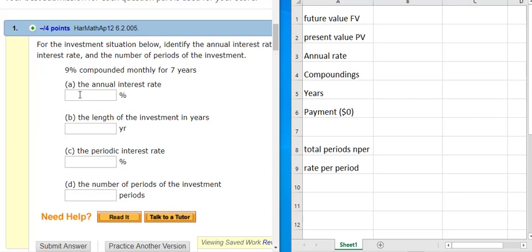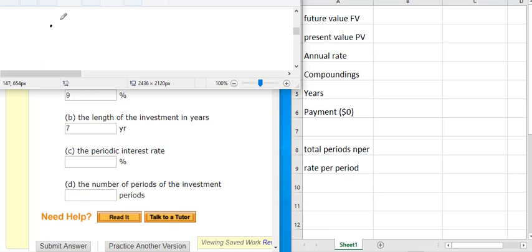Okay, the first problem just wants me to identify some variables. So I'm taking 9% is going to compound monthly for 7 years. So for the annual interest rate, and as a percent, that would be 9%. Length of the investment in years is 7. The periodic interest rate, so that's the interest per period.